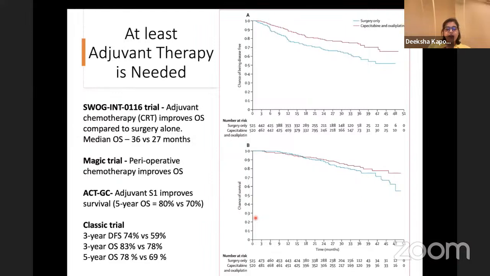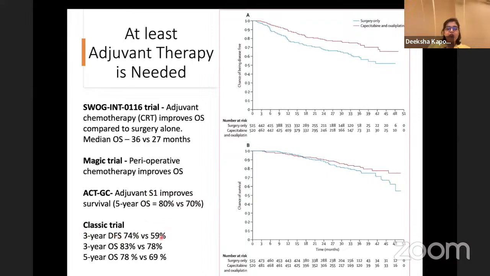Again, I want to bring into perspective what the numbers are talking about. I already mentioned the results of the SWOG Intergroup 0116 trial. This was the trial which put adjuvant therapy into perspective. It just put adjuvant therapy on the map. And it said that chemoradiotherapy improves overall survival compared to surgery alone. Then came MAGIC, which spoke about 3 cycles of chemotherapy before and 3 cycles of chemotherapy after surgery, which improves survival. And we have a lot of data from the East, which says that S1 improves overall survival as well.